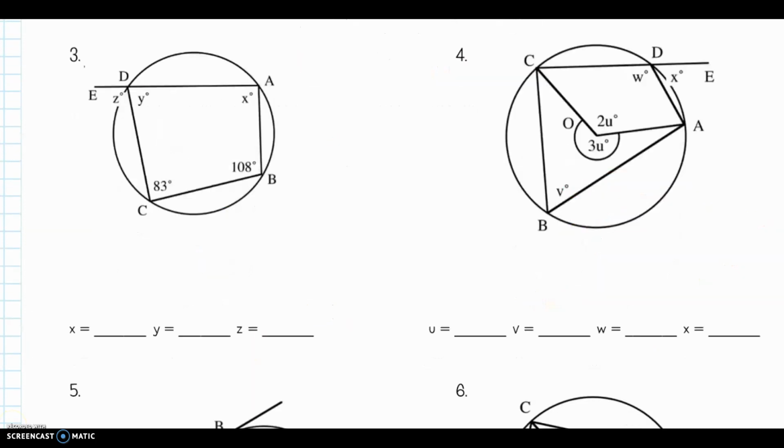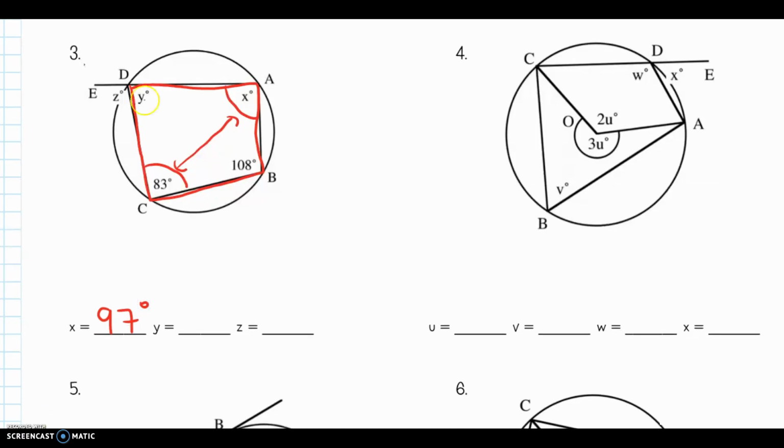Okay, for this one, this is a cyclic quadrilateral. So the quadrilateral is on the edge of the circle, so opposite angles add up to 180, so if that one's 83, opposite to it is X, therefore X must be 97, to make 180. And the same rule for this pair of angles, they'll add up to 180, which means Y must be 72. And then here, these two angles are on a straight line, so Y and Z must add up to 180. If Y is 72, Z must be 108 degrees.